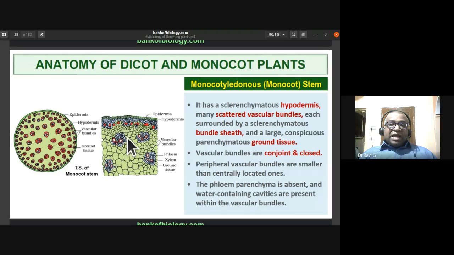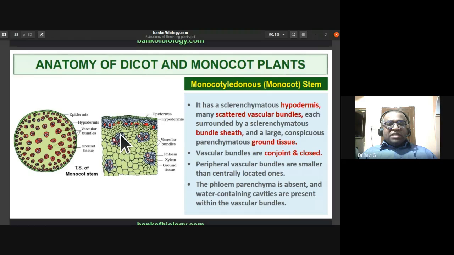Each of these scattered vascular bundles is surrounded by a sclerenchymatous bundle sheath, and they have a large conspicuous parenchymatous ground tissue. So the ground tissue is made up of parenchyma. The vascular bundles are conjoint and closed type because you don't notice cambium. Cambium is absent, so monocot stem will never undergo secondary growth.